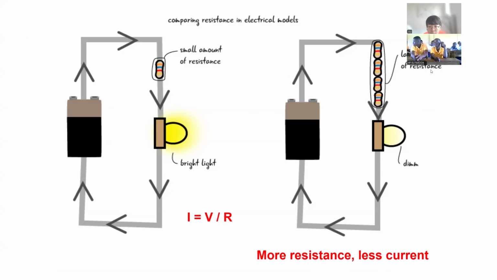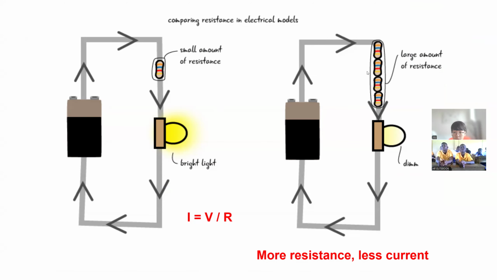And this is the second part of Ohm's law, which is about the resistance. On the left, since there is only one small resistor, it makes a brighter light compared to the one on the right, which has 4 resistors. So more resistors means less current, and less current means dimmer light.